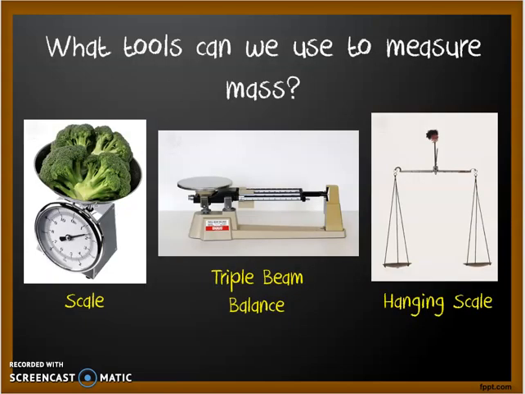What can we use to measure mass? These are the tools that we can use. We can use a scale, like this kitchen scale with the broccoli in the picture. That's a kitchen scale. Maybe you have one at home. We can use a triple beam balance. Maybe you've used one of those in science lab. And we can use a hanging scale.